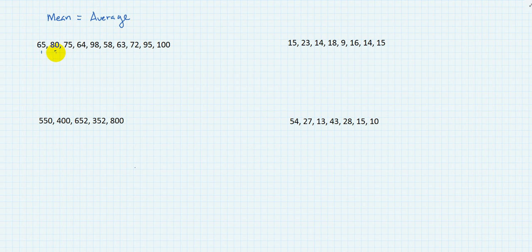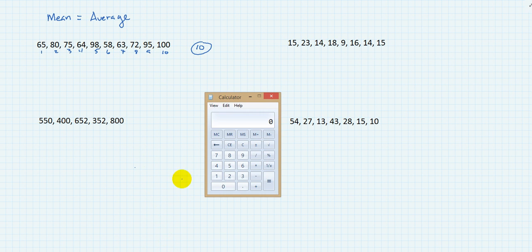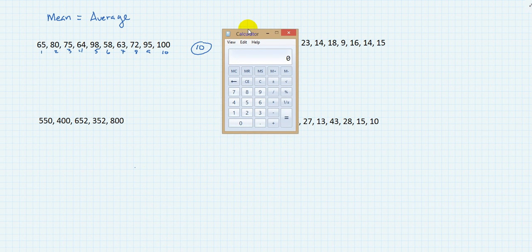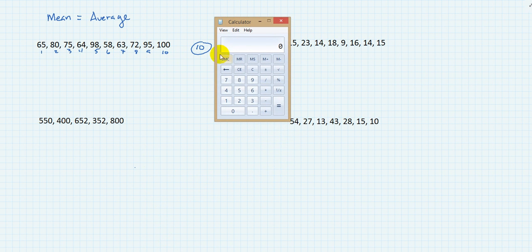So if we have 1, 2, 3, 4, 5, 6, 7, 8, 9, 10, we got 10 numbers. And in order to figure out the mean, we add them all up and divide by 10. Now, depending on what class you're in, you may or may not be able to use calculators. I'm going to go ahead and use calculators on these problems. Typically, if you're not supposed to use calculators, they'll probably give you a lot easier problems to add up. So let's go ahead and just use a calculator on this one.